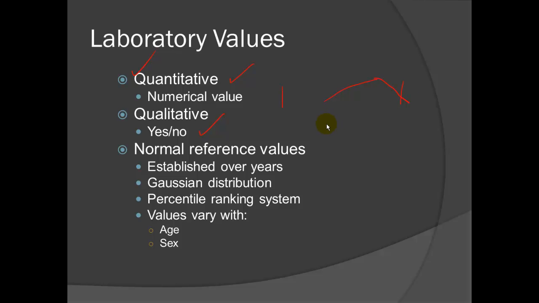Normal reference ranges are established over years, using the Gaussian distribution and a percentile ranking system, and the values will vary with both age and sex. We will have a little bit of different variance between male and female.